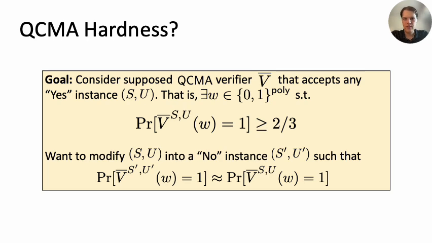In other words, the verifier, when given oracle access to S prime and U prime and given the witness W, outputs 1 with probability pretty close to the case where it was given the yes instance, and in particular it'll be pretty close to 2/3, and therefore the verifier does not correctly reject S prime U prime.